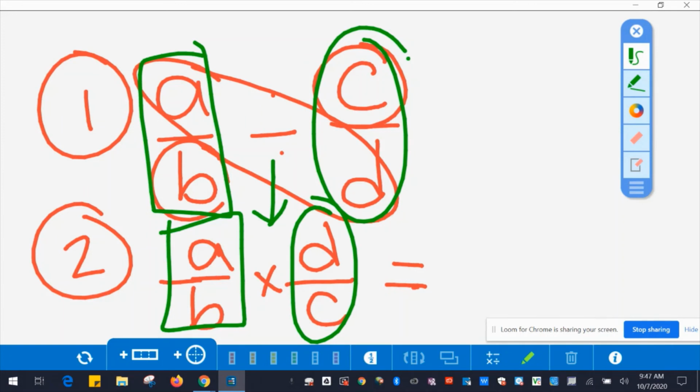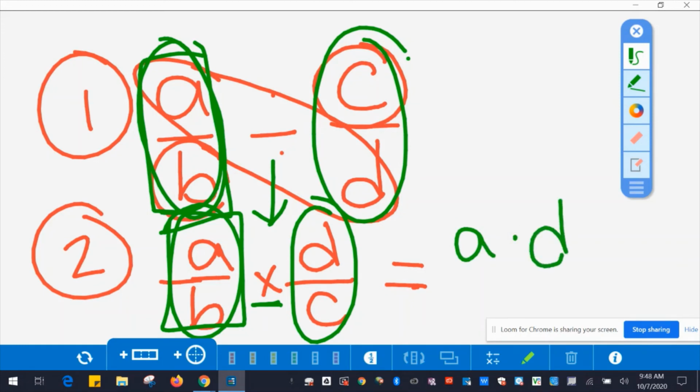So students will then be led through this modeling to know that the standard algorithm for dividing a fraction by a fraction is you are going to multiply your first fraction, your dividend, by the reciprocal of your divisor, or the inverse of your divisor. So this would then be a times d all over b times c.